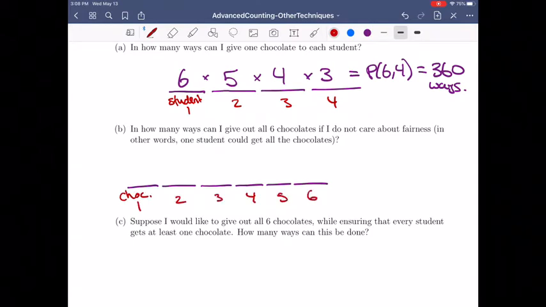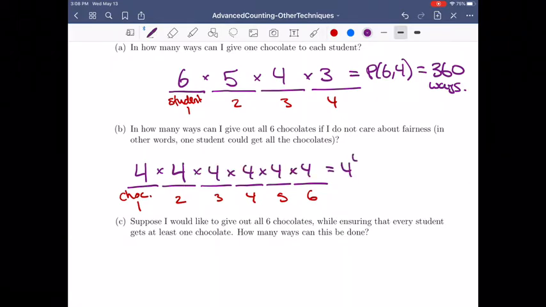So then when I go to give away chocolate 1, I have 4 options because there's 4 students I could give it to. Similarly, for chocolate 2, because I can give to the same student, I'm going to have 4 options for each of the 6 chocolates. So I'm going to get 4 to the power 6, or 4,096 different ways to give out all the chocolates.